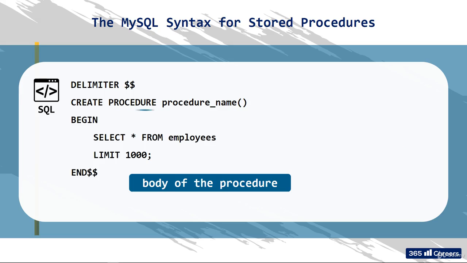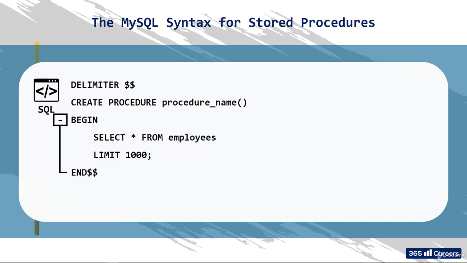It is always enclosed between the keyword begin, the keyword end, and the temporary delimiter, which in our case is a double dollar sign. MySQL Workbench will display a black vertical line along the left side of the body of the procedure with a tiny box on top. By clicking on the minus or the plus sign located within this box, you can hide or expand the code of the body. You see? Fantastic!